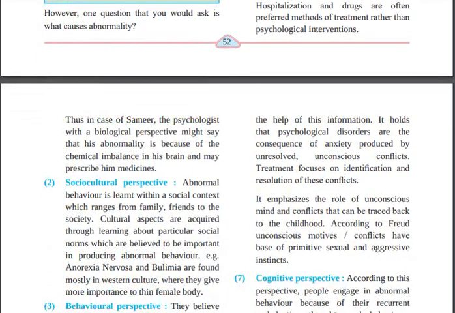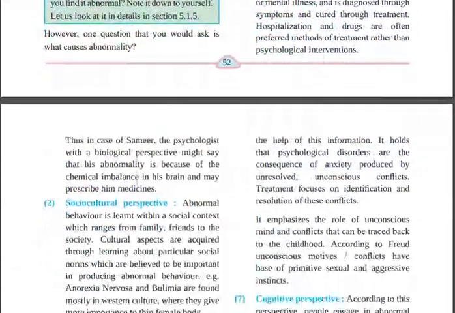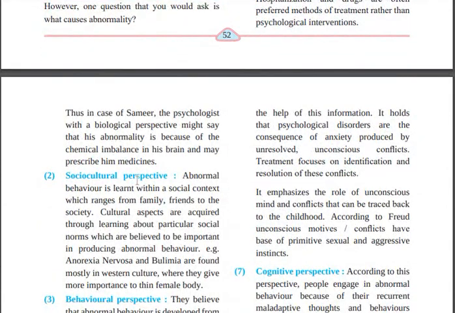In the case of Samir, a psychiatrist with the biological perspective might say that his abnormality is because of a chemical imbalance in the brain and may prescribe him medicine. Just keep in mind that whenever a person has abnormal behavior because of physiological changes, chemical changes in the brain, or any kind of accident, that's why the person is behaving inappropriately. So that person will be diagnosed and medication will begin.